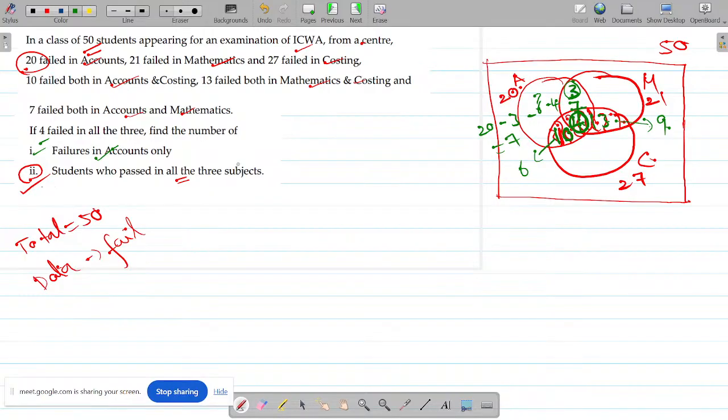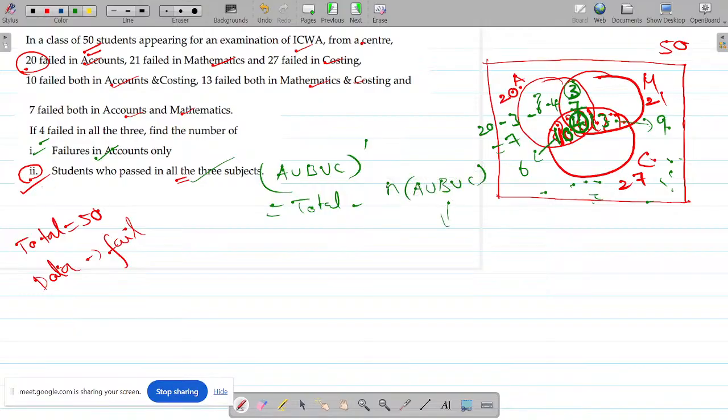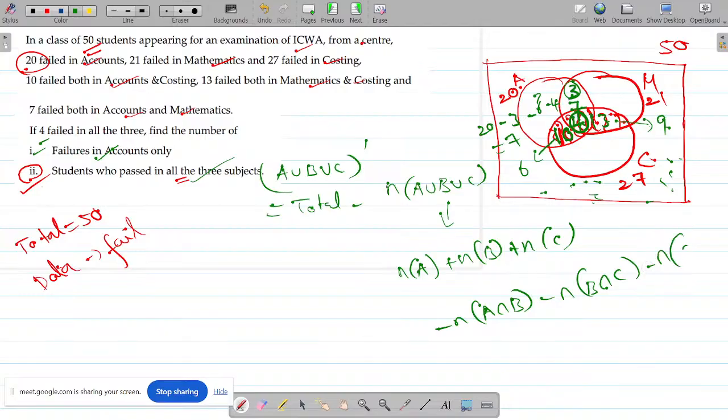Students who passed in all the three subjects. Who passed in all the three subjects, which means they are asking about this area, which means neither A nor B nor C, which means the complement of A union B union C, which means total minus N of A union B union C, where I can take the help of the addition theorem. N of A plus N of B plus N of C minus N of A intersection B minus N of B intersection C minus N of C intersection A, or A intersection C, whatever it is, plus N of A intersection B intersection C. So let me get the value.